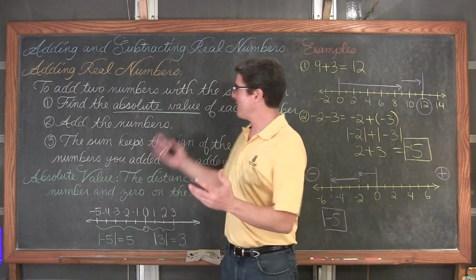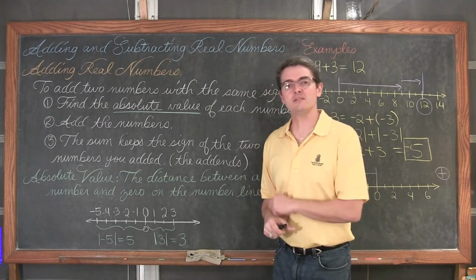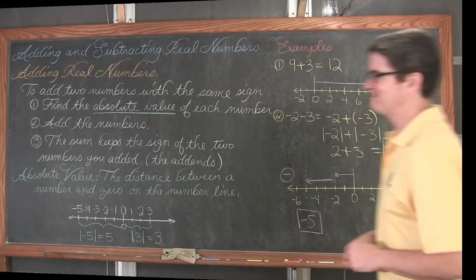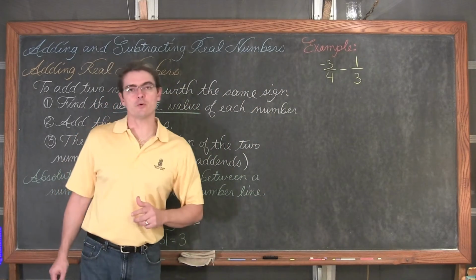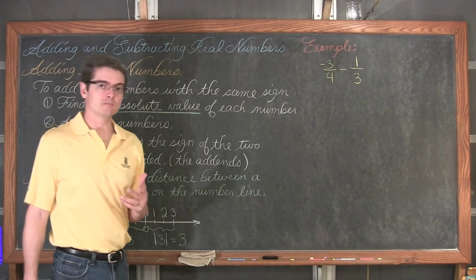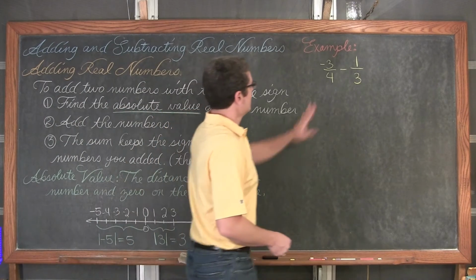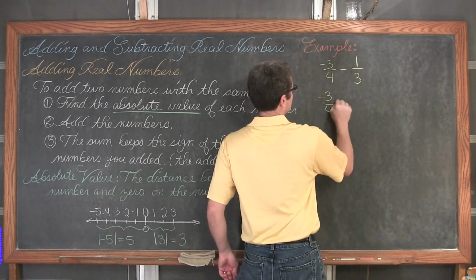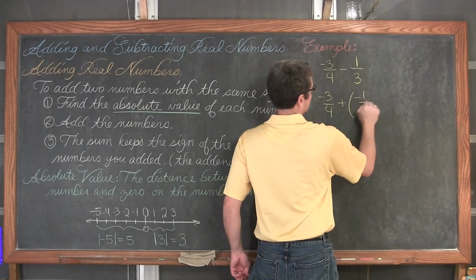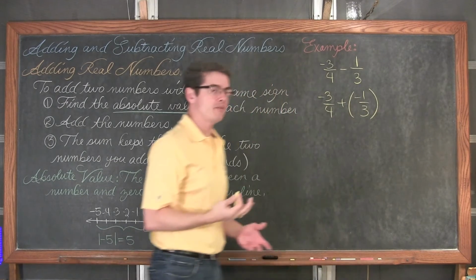I got another example about combining numbers with the same sign that deals with fractions. So our third example here, we have -3/4 minus 1/3. Or, if you like, we can rewrite this as -3/4 plus -1/3, and that's an equivalent statement.